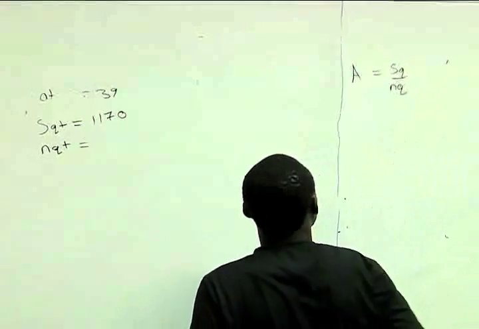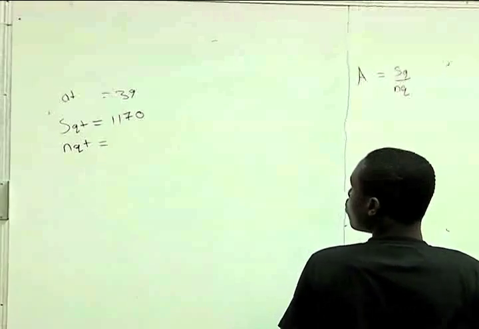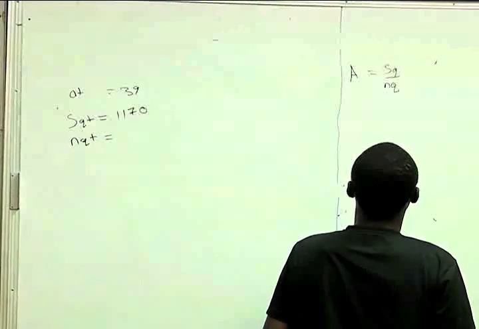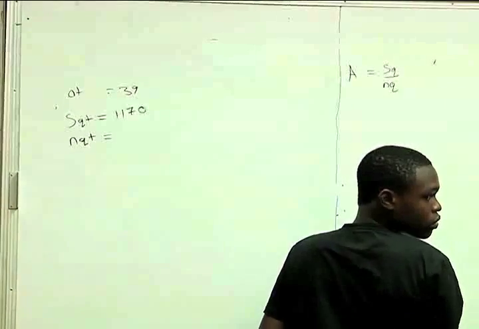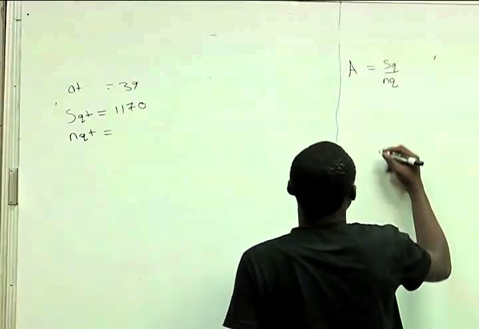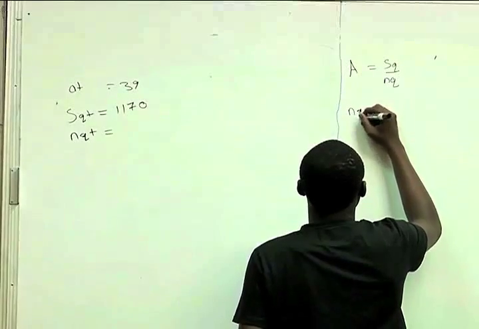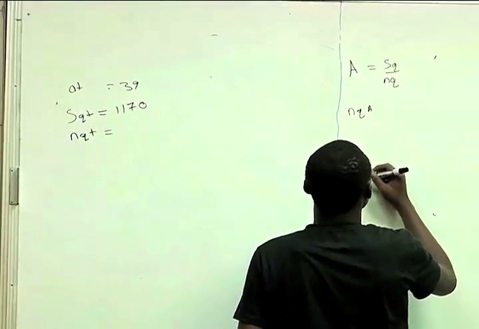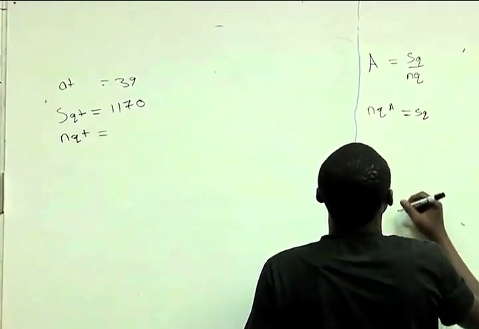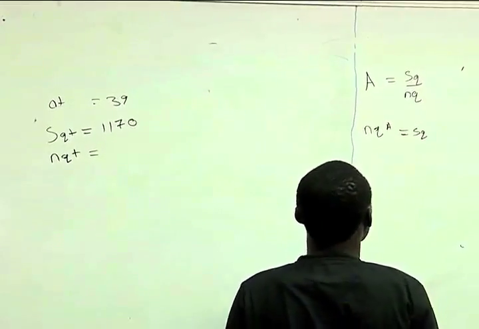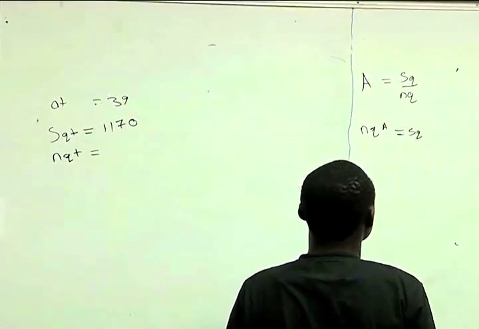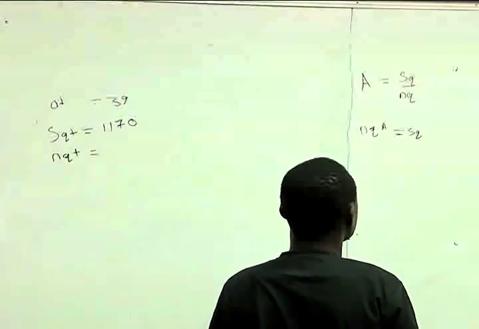So how do we get NQ up at the top? We want to switch it around, so we multiply by A. Therefore NQ times A equals SQ. Because NQ being below is a divide, it will go up at the top as a multiply. So NQ times A gives you NQA. You understand that?